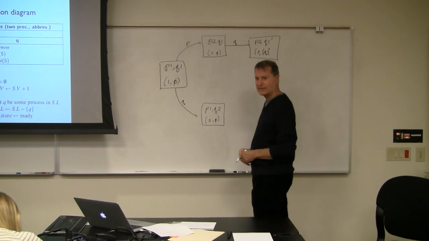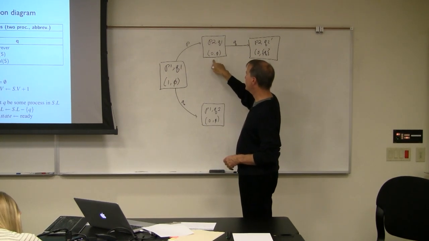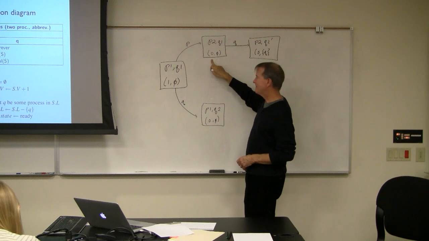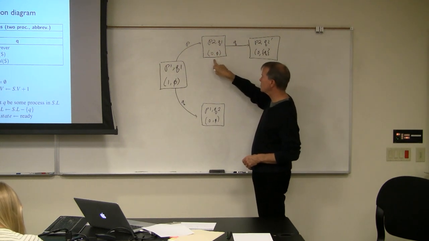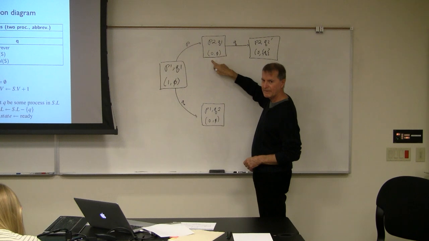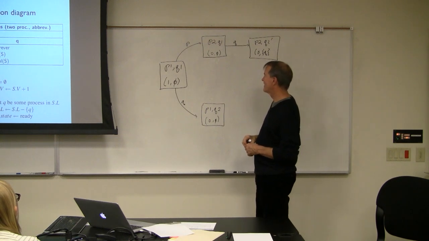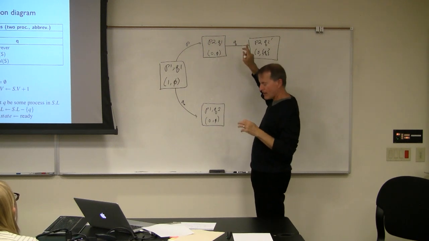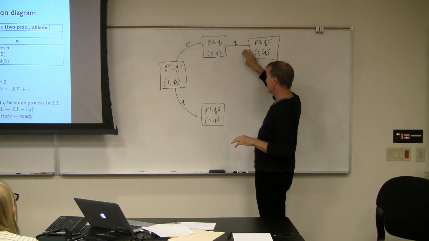And now, cameraman, what if we are in this set and Q already did. What if we're in this set and P executes? Tell me what this would be. If P executes, what would this be? If Q executes, it takes us to this state.